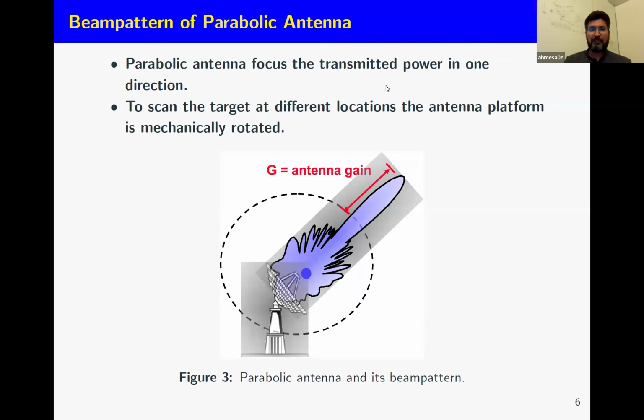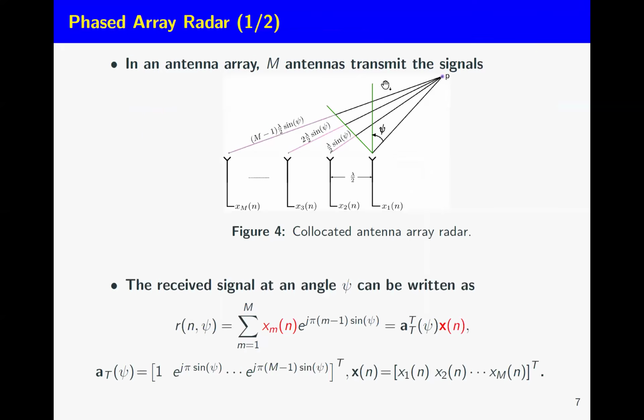So what can be the other solution? The other solution is the phased array. In the phased array, we electronically scan our beam in different directions.